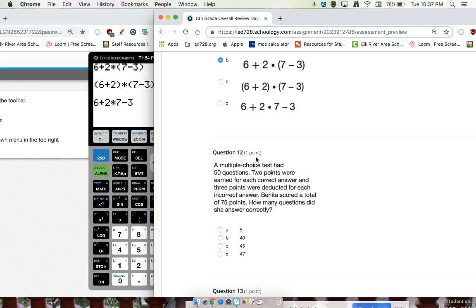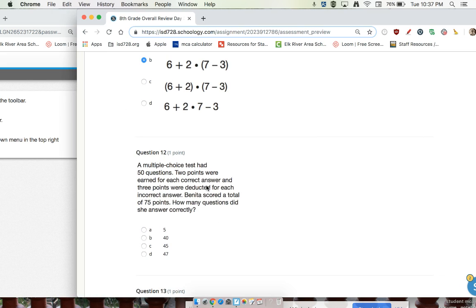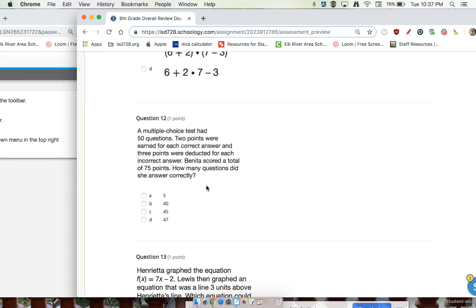Oh, this one is like one that we've done. I forget which day that you guys did that, either day 1 review or day 2 review. But my strategy was to guess and check. And actually, Mr. Fossum showed me a really cool strategy that you could use, systems of equations. So a multiple choice test had 50 questions. 2 points were earned for each correct answer, and 3 points were deducted for each incorrect answer. Bonita scored a total of 75 points. How many questions did she answer correctly?